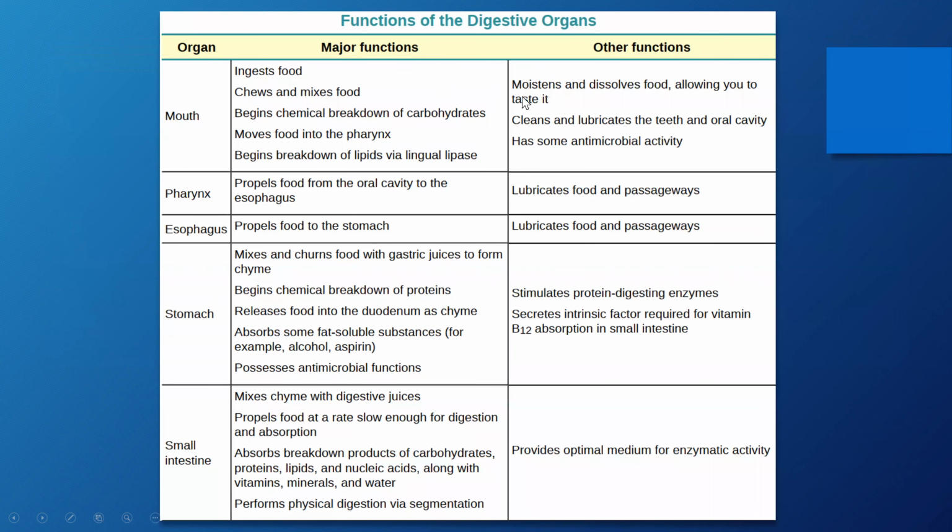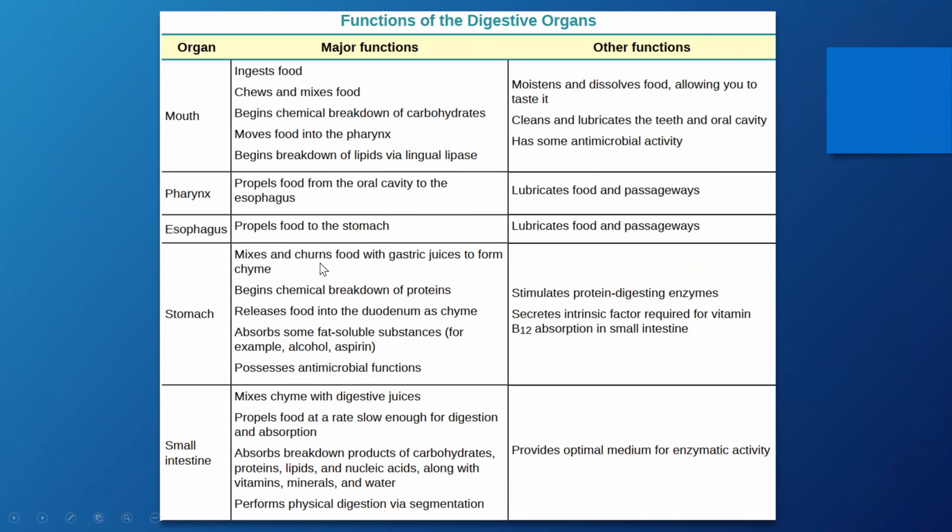Okay. Function of the digestive organs over here very quickly. We have the mouth, pharynx, esophagus, stomach, small intestine. The mouth ingests food, chews, mixes food, begins chemical breakdown of carbohydrates, moves food into the pharynx, and begins breakdown of lipids via lingual lipase. The pharynx pretty much propels food from the oral cavity to the esophagus.